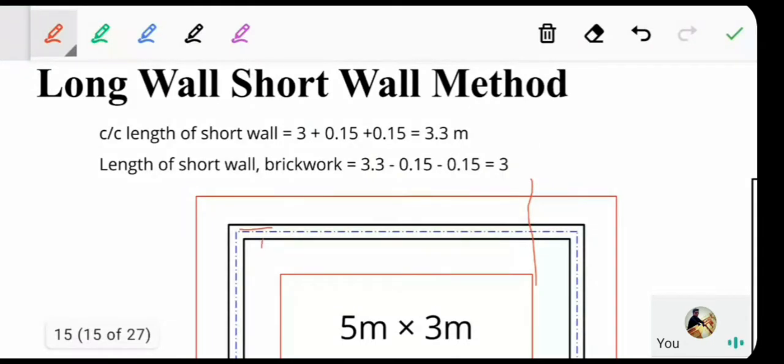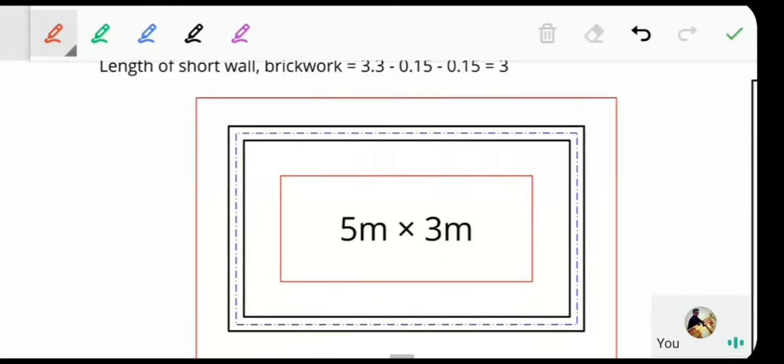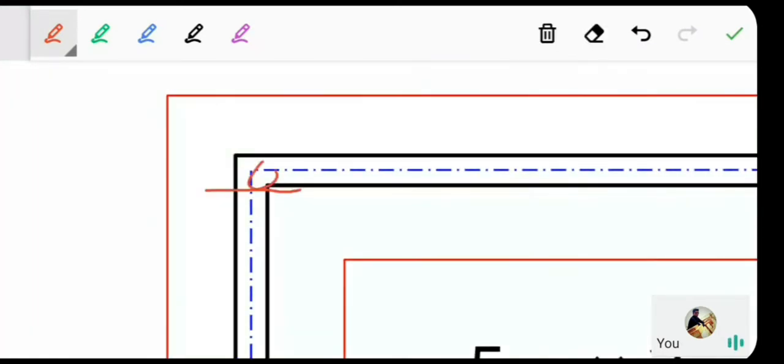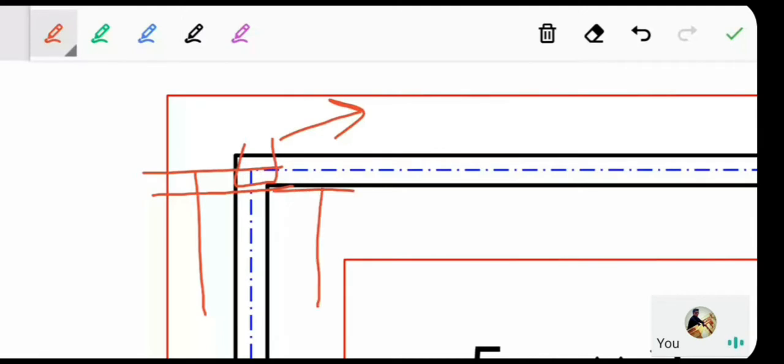That will give us the length of the short wall as 3.3 meter. Now, in case of the short wall, this particular portion has already been considered. The center to center line length we have considered up to here, but this particular portion has already been considered in the long wall calculation.